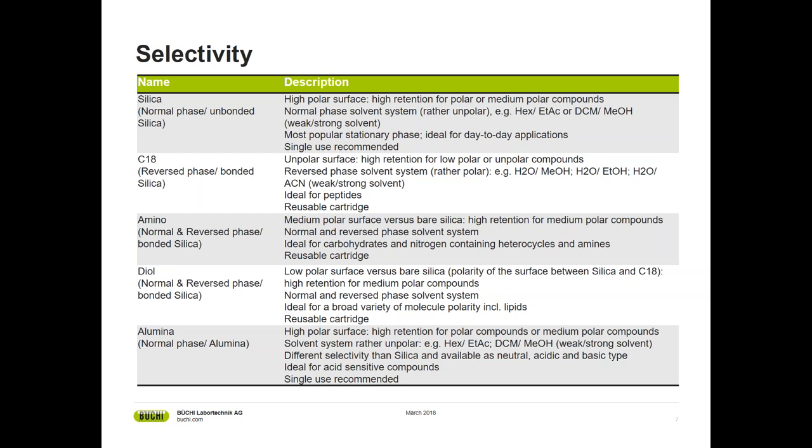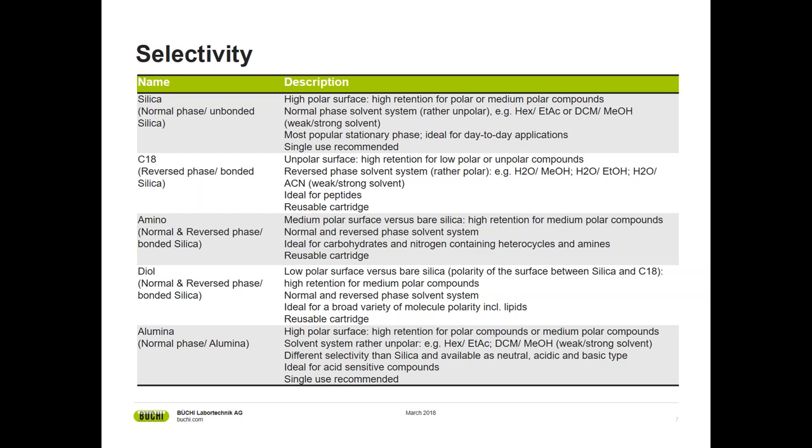And besides this, alumina is a very interesting alternative for normal phase application. It's available in 3 different types, neutral, acidic, and basic, and therefore very useful for basic or acidic compounds. Or for those who have acid-sensitive compounds, try the neutral alumina.